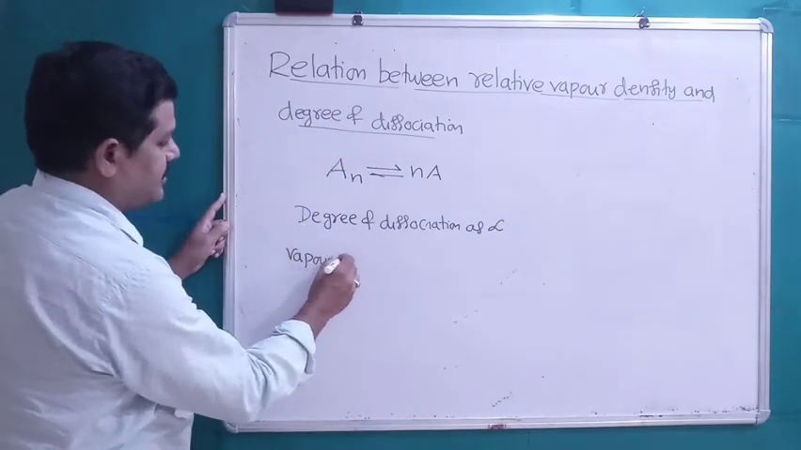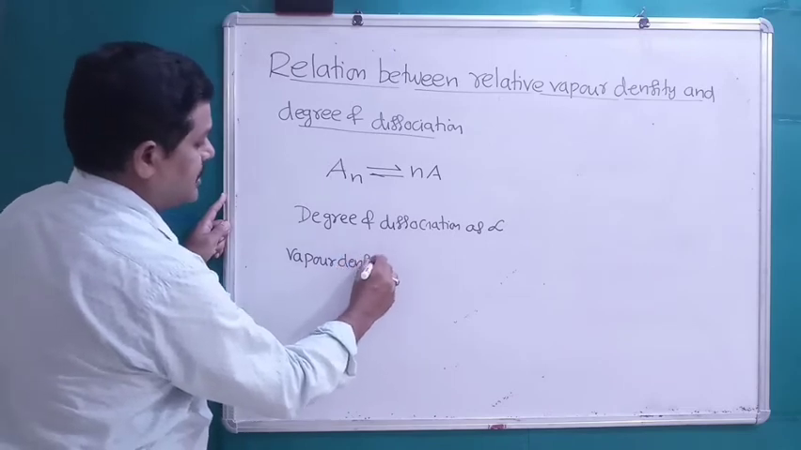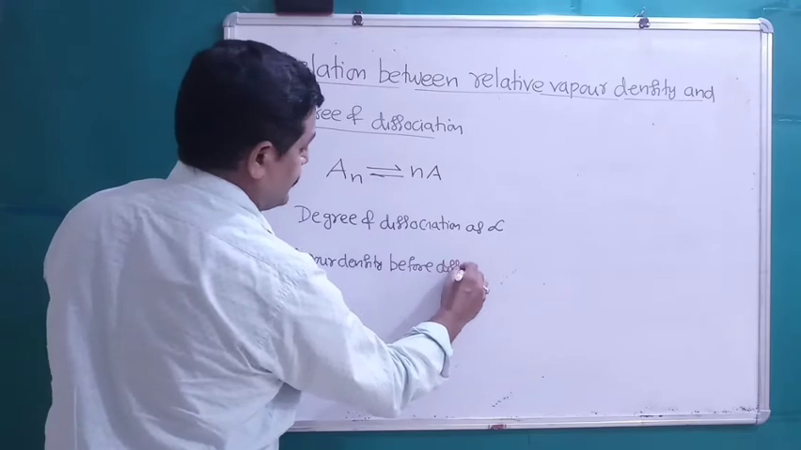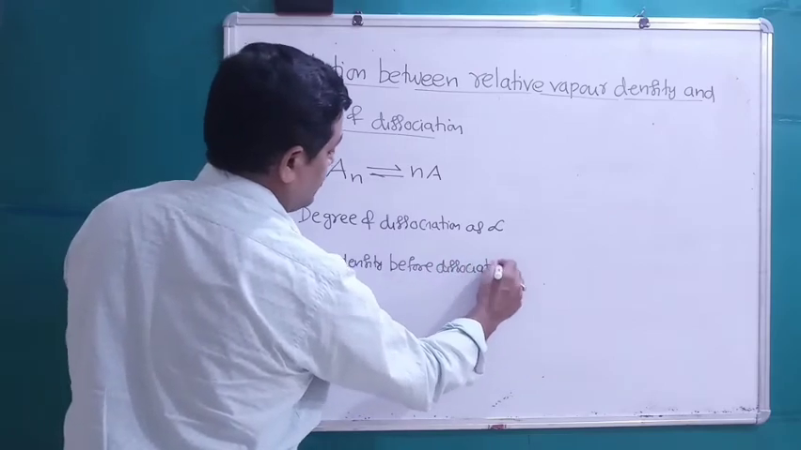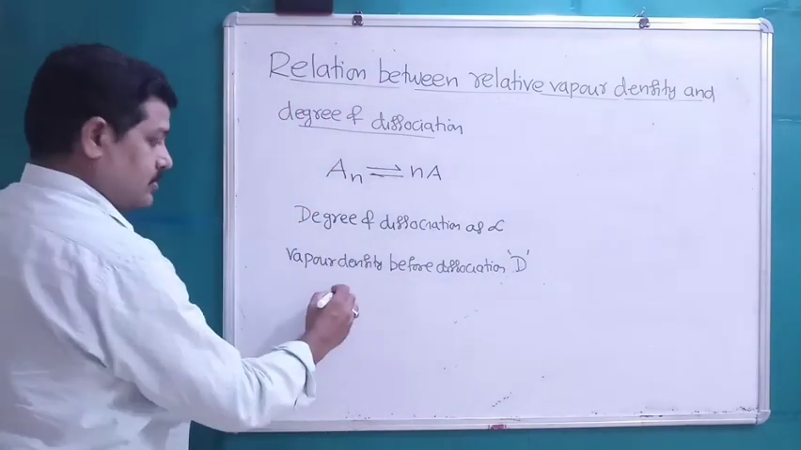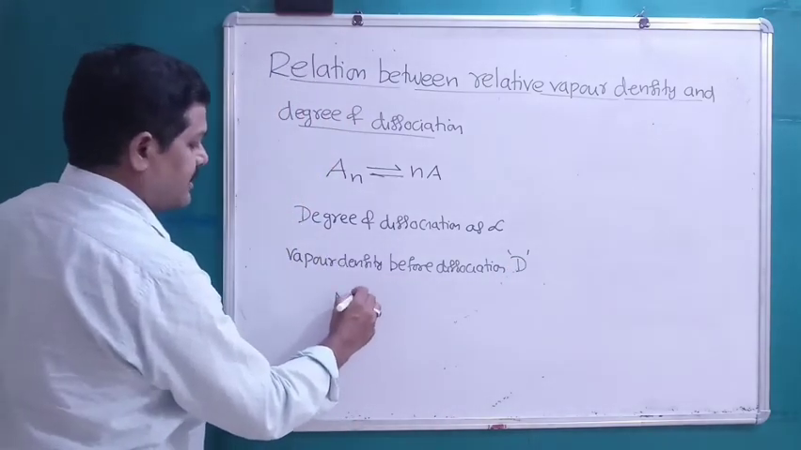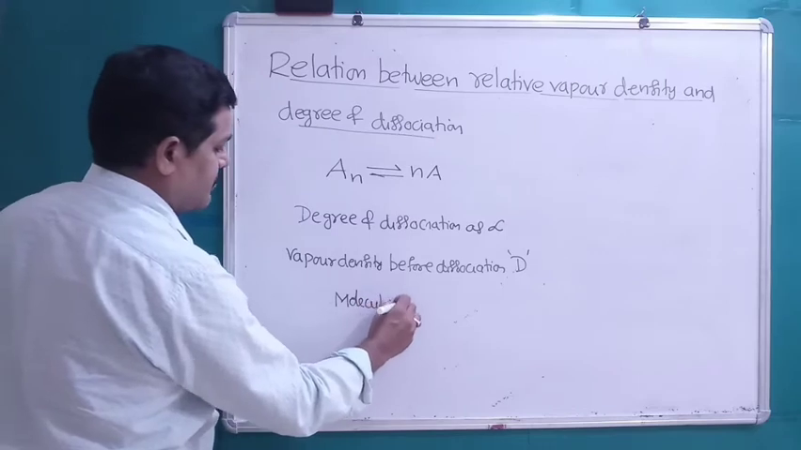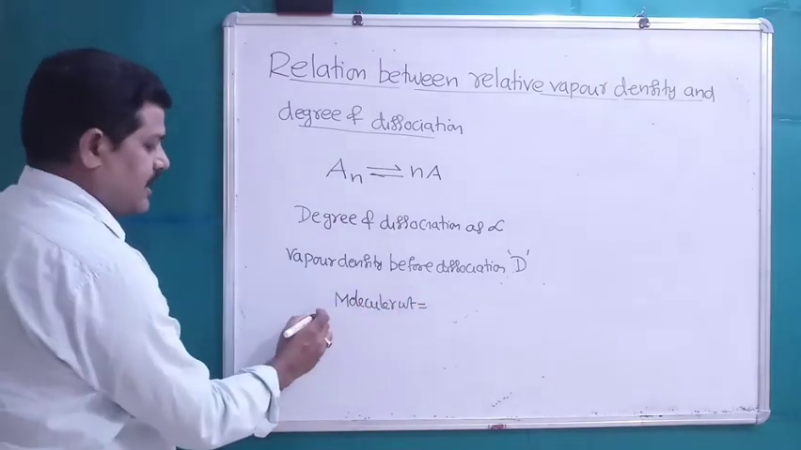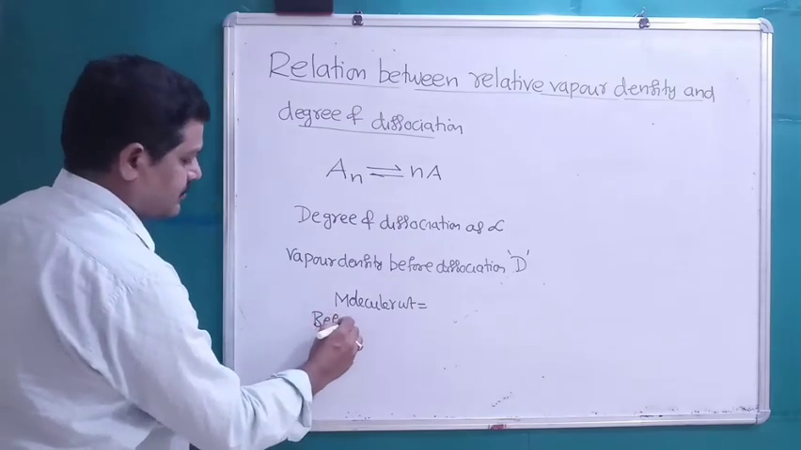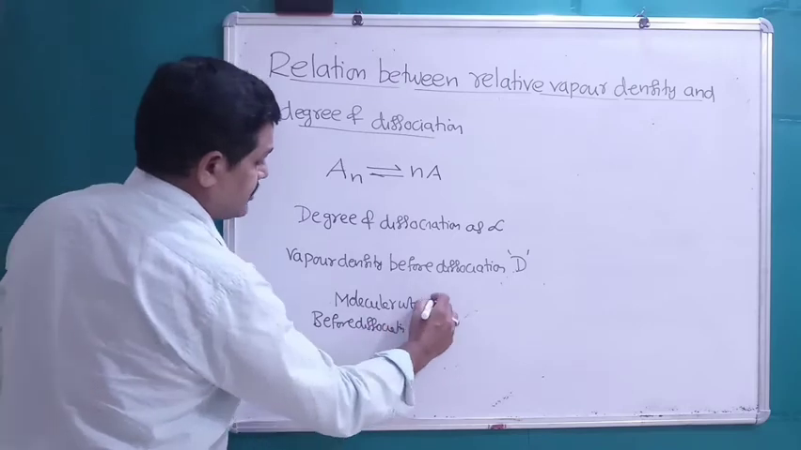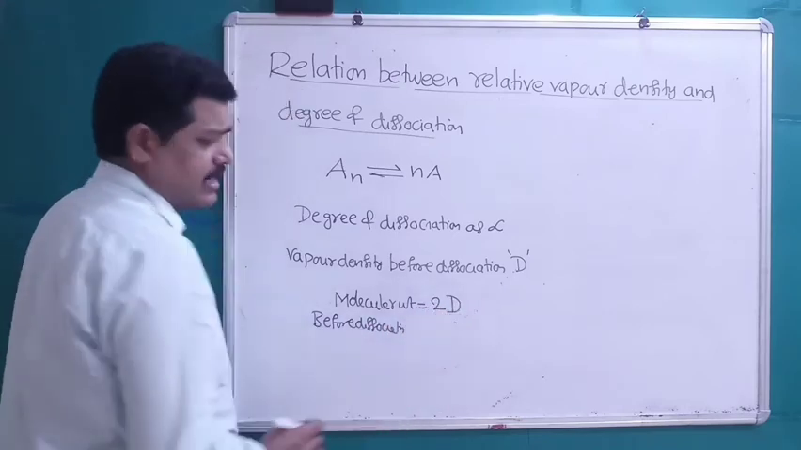Vapor density before dissociation, let us assume it as a capital D. So we know molecular weight is equal to 2 into vapor density. So molecular weight before dissociation is equal to 2 into D. 2D we are getting, right?